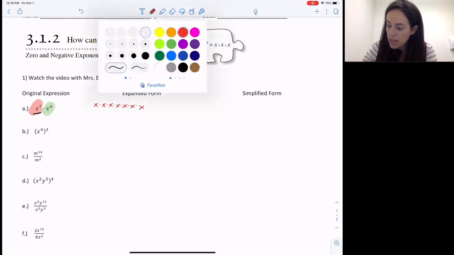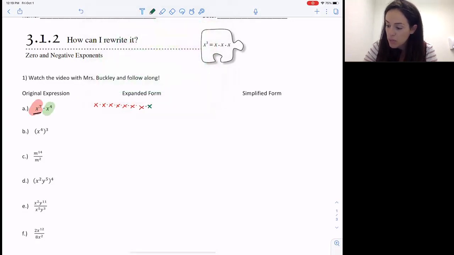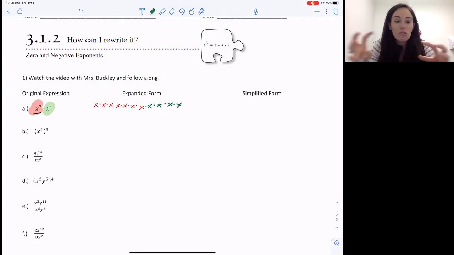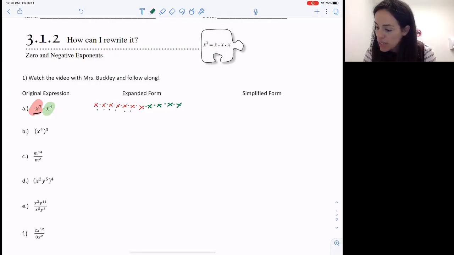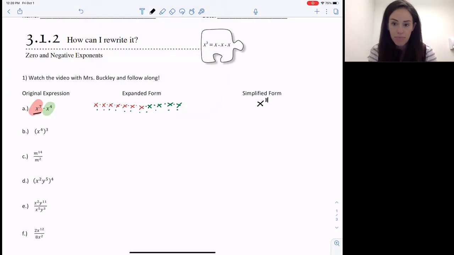Okay, well, x to the 4th, I know that's x multiplied 4 times. 1, 2, 3, 4. So what I've done is I've expanded the whole expression, x to the 7th times x to the 4th, and I'm going to see how I can write it in a form that's as simple as possible. Well, how many x's am I multiplying together? 1, 2, 3, 4, 5, 6, 7, 8, 9, 10, 11. So I can write my final simplified expression as x to the 11th. Let's look at the next one.